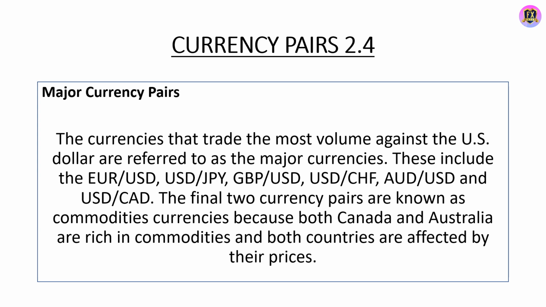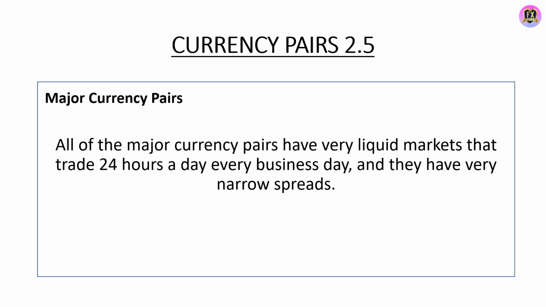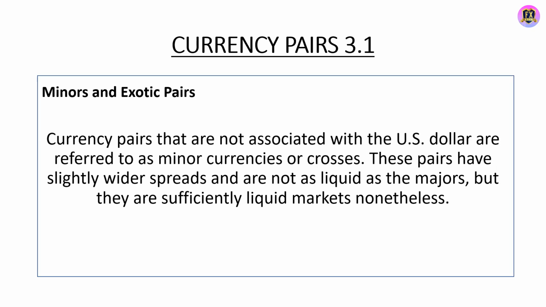The final 2 currency pairs are known as commodity currencies because both Canada and Australia are rich in commodities and both countries are affected by their prices. All of the major currency pairs have very liquid markets that trade 24 hours a day every business day, and they have very narrow spreads. There are other pairs like minors and exotic pairs.